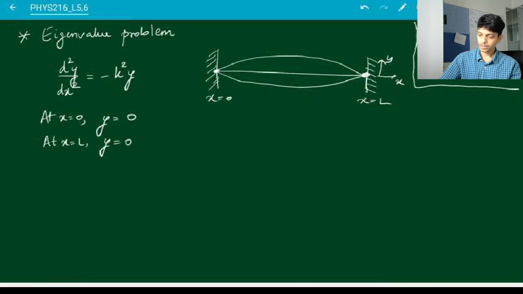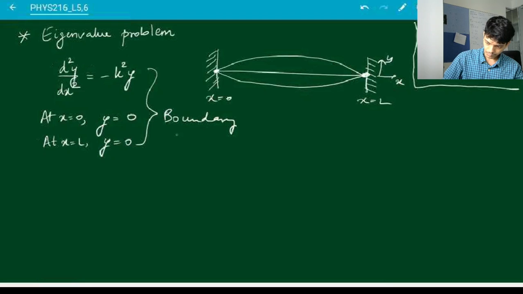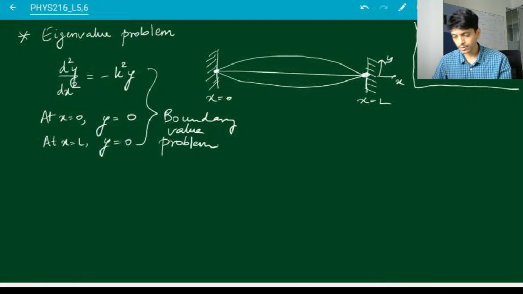Okay, so this is a boundary value problem. And if you want to solve this, you have to convert it into an initial value problem. And to do that, we can use the shooting method. Now, okay, let's go back one step. Why do I call this the eigenvalue problem?